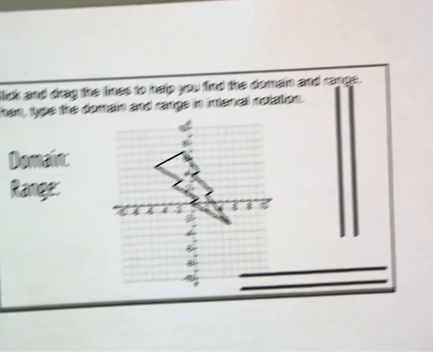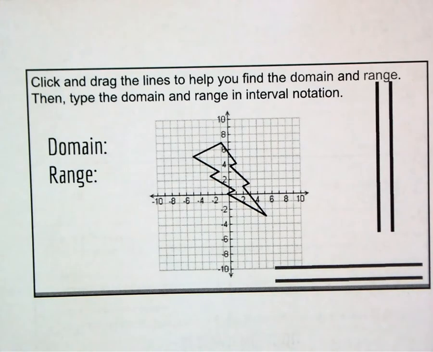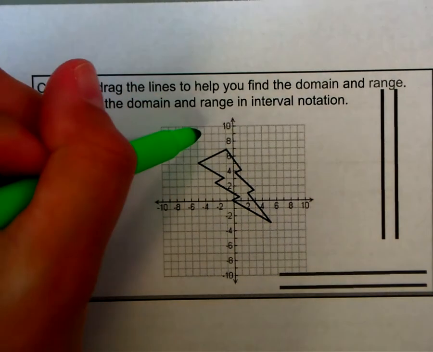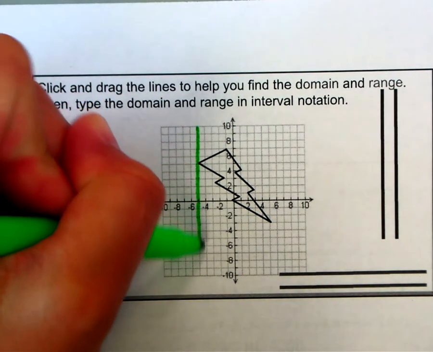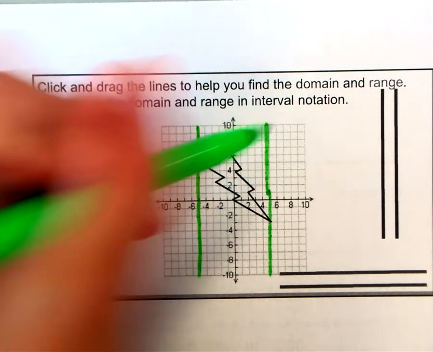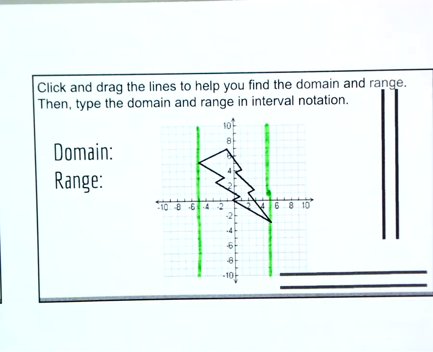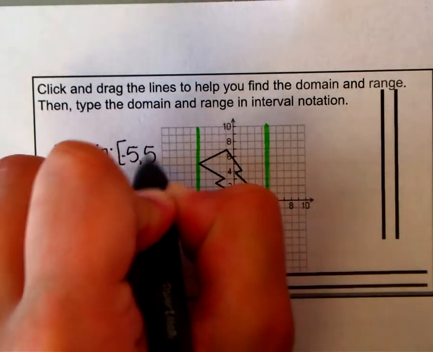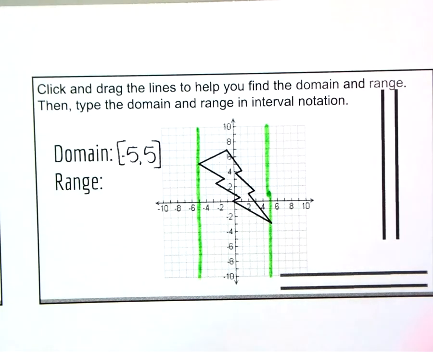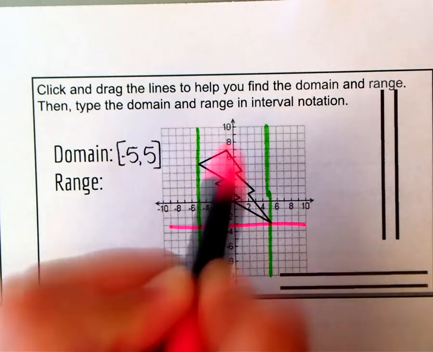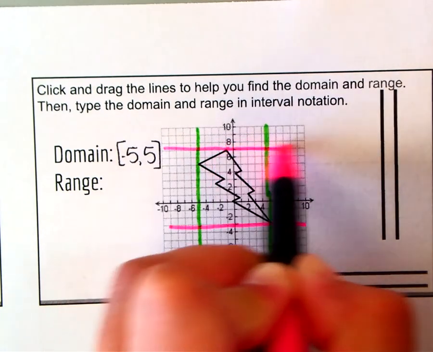Now, if we look at the next one, we've got a lightning bolt. We're going to do the same thing. So we'll do domain. The left of my function here, what x value does that cross at? Looks like a -5. Looks like it goes to +5. And we're just drawing these lines so that we have a visual representation. So we'll go from -5 to 5. And then the range is bottom to top. So the bottom of my function, that y value would be a -3, and the top would be a 7.